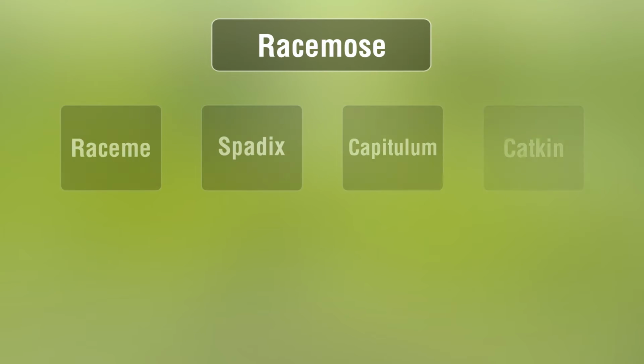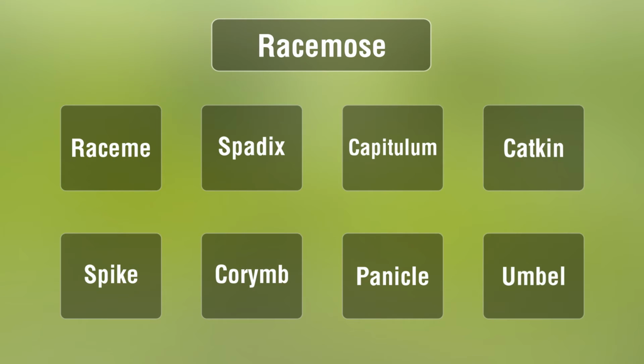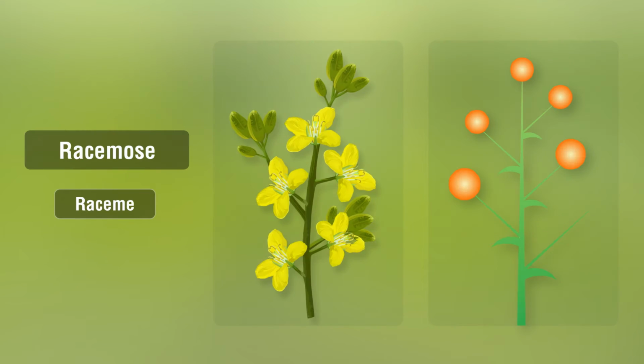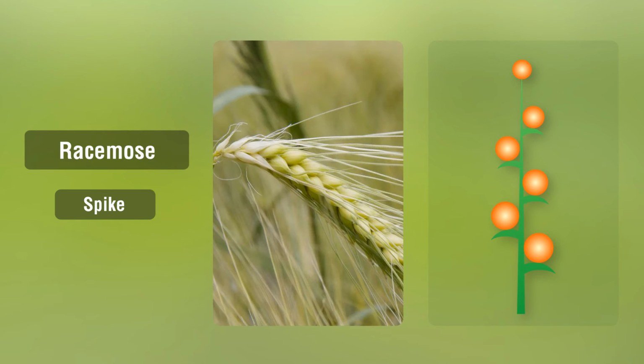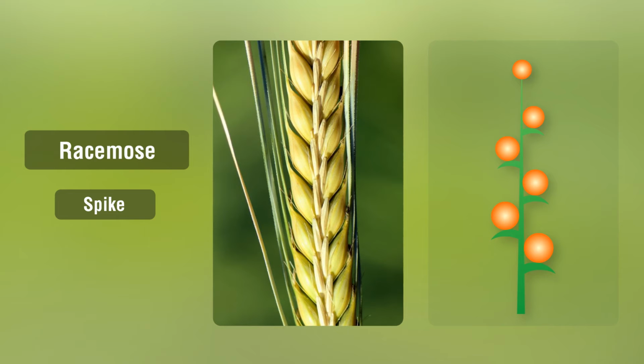Racemose. Observe each type in racemose and its flowers. The unbranched main axis bearing stalked flowers, as in mustard, is simple raceme or raceme. A spike is a raceme, but the flowers develop directly from the stem and are not borne on pedicels, as in barley, and is referred to as spike.